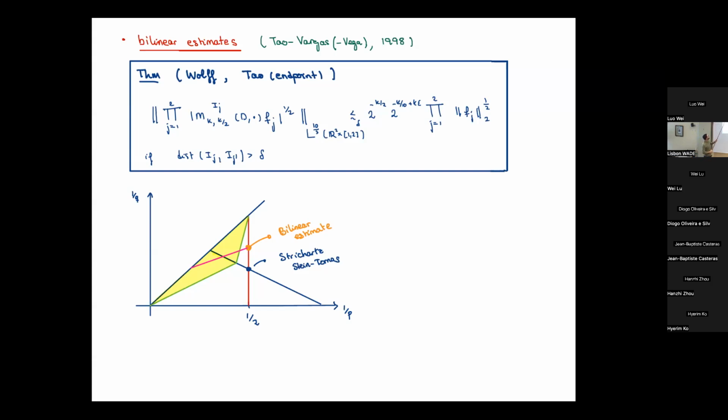These bilinear estimates were used in the past to prove square function estimates and make progress in that problem. That was the work of Tao and Vargas. But where they also play a very good and quite sharp role is in the problem of LP to LQ bounds for these maximal functions. The benefit is that in here the linear estimate would be this Stein-Tomas estimate, and for the circular maximal function this is of no use.